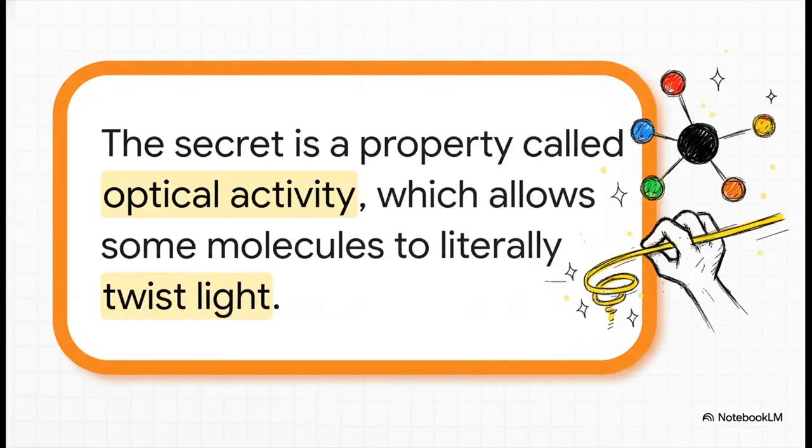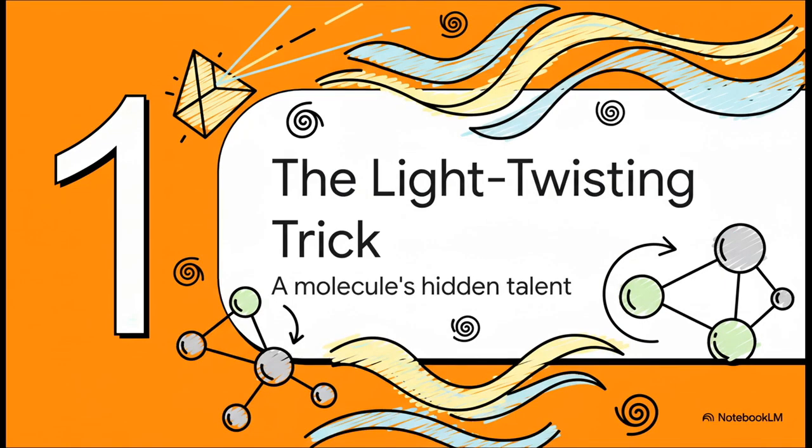The answer, and this is where it gets really cool, is a kind of hidden talent these molecules have. It's a property called optical activity, and it lets them literally grab a beam of light and give it a twist. This one little property is the key to everything. So, let's unpack this light twisting trick. In this first part, we're going to unveil this hidden talent and figure out what's really going on.